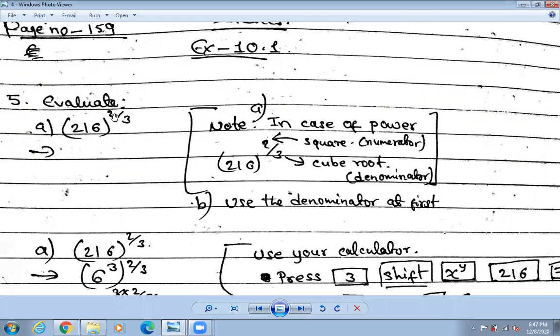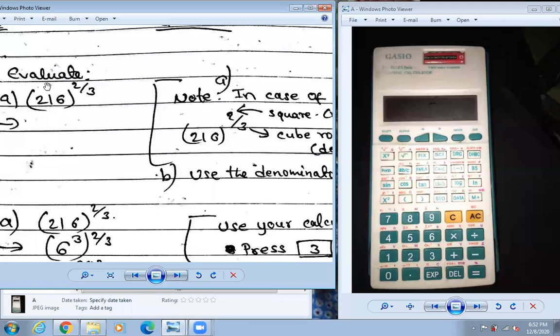So instead of that, you divide by 3, which is called the root. This is the power and this is the root. Get it? 2 by 3 means this is the power, this is the root. The root of what? The root of 3. So this is the power, this is the cube root. Now you need to take out the cube root of these numbers.